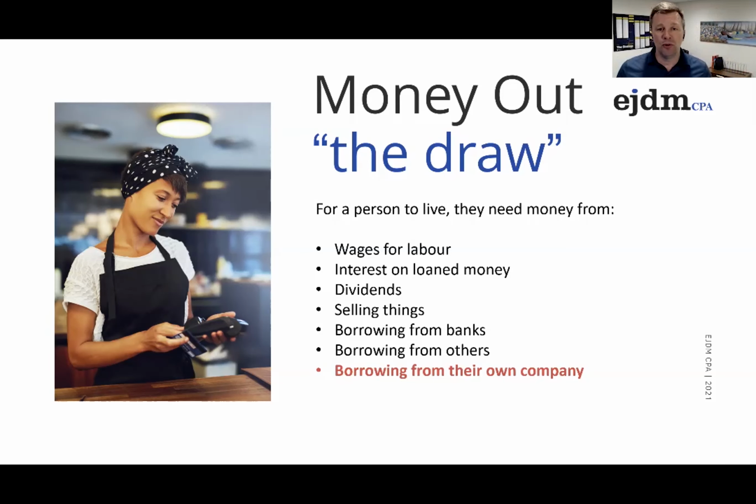And this might be in a number of ways. It might be in wages. There's that term again, wages for labor. Interest on the money they've loaned, dividends from somewhere. People might want to sell things if they need some money. They might be able to borrow from banks, borrow from others. You don't want to borrow from too many people, probably. You can get in trouble with that. And then there's borrowing from their own company, which is what we're really focused on here today. And that is the risky side of this. It makes it easy to do, but it also has some repercussions.